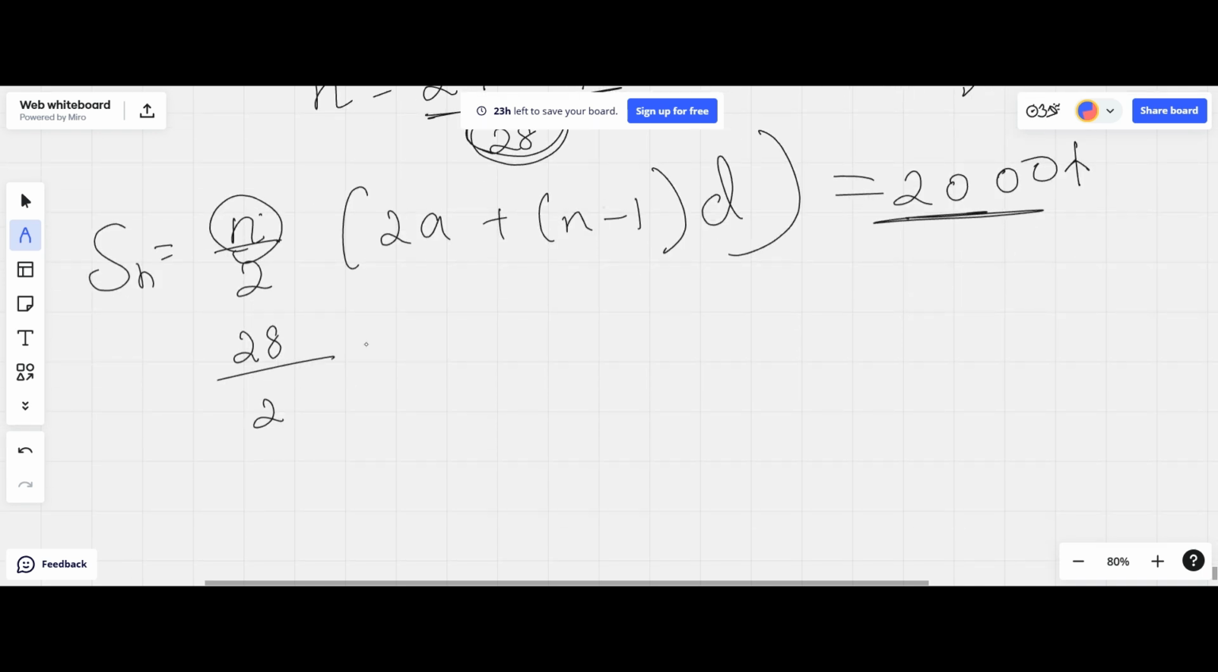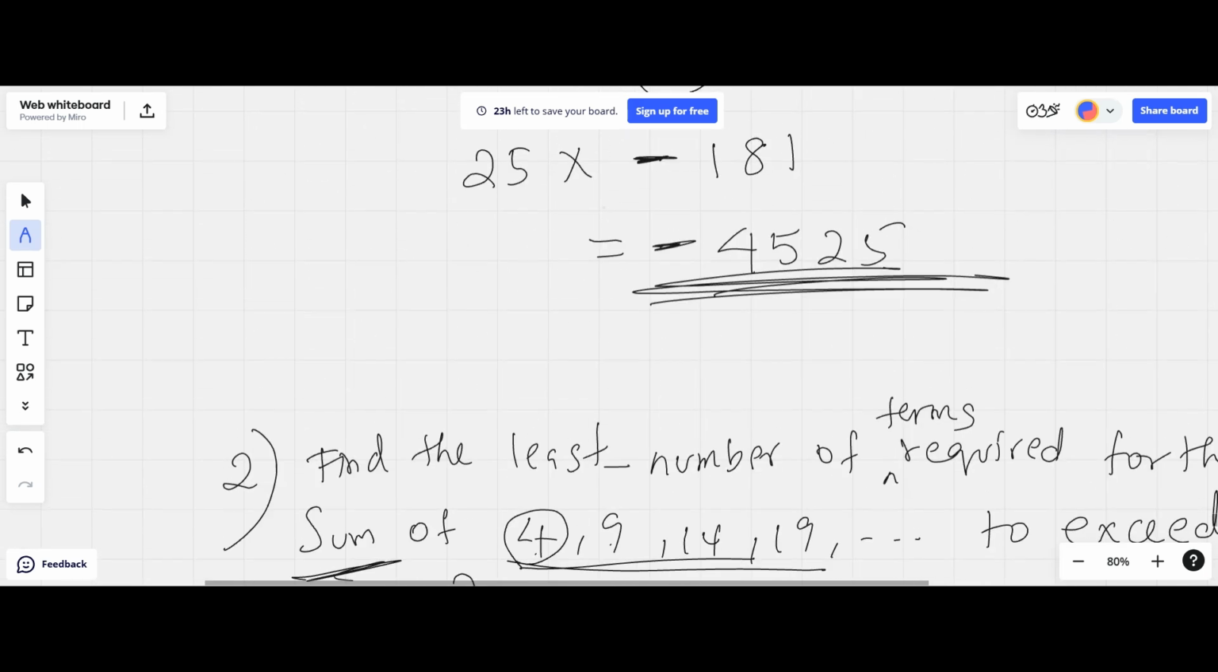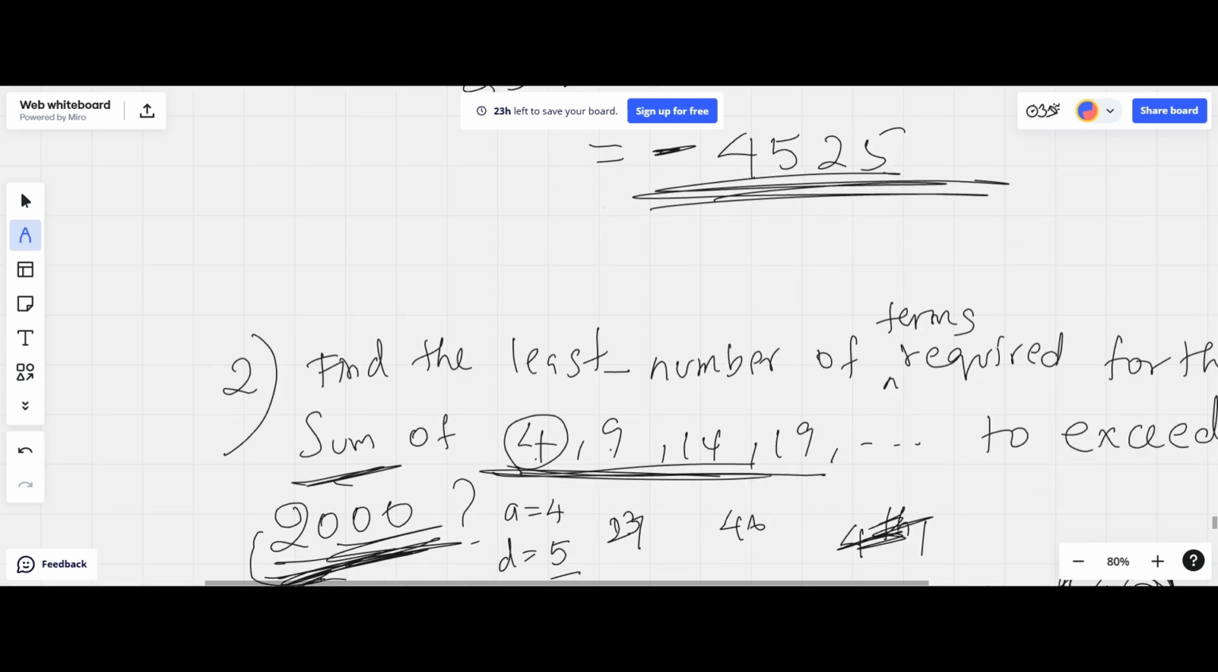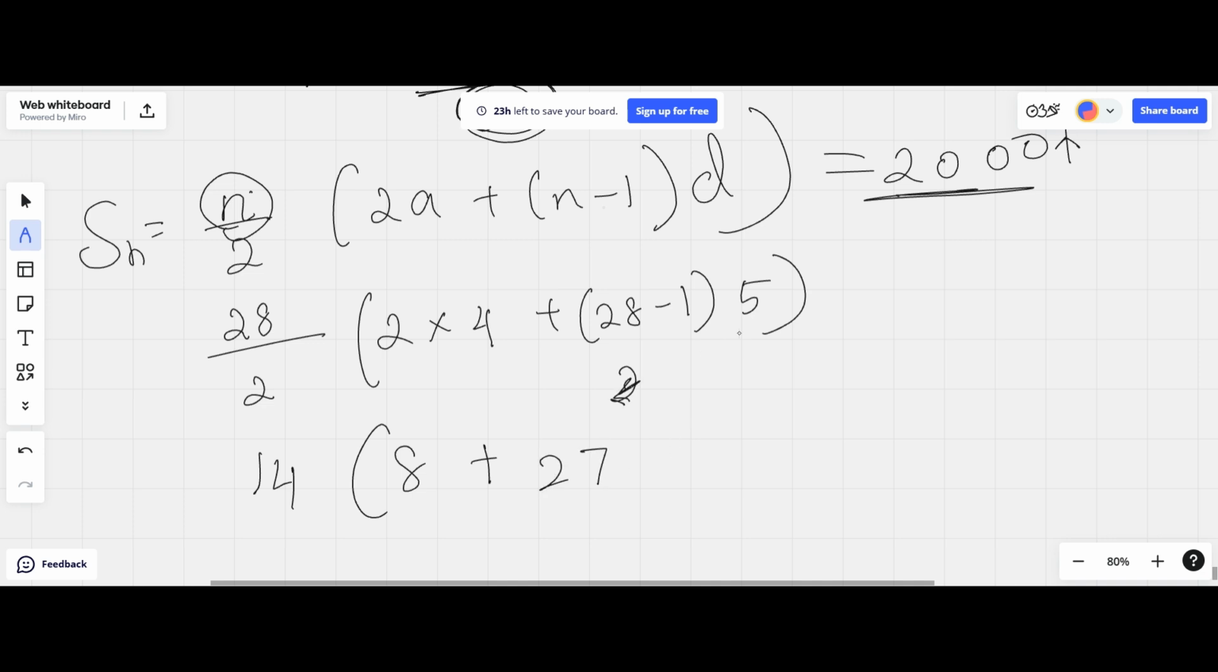28 divided by 2, into 2 into, what is a? This is our sequence now. a is equal to 4, the difference is 5. So 2 into a, which is 4, plus n minus 1, what is n? 28 minus 1, into d. d is 5. 28 divided by 2 is 14. 2 into 4 is 8, plus 28 minus 1 is 27, into 5.